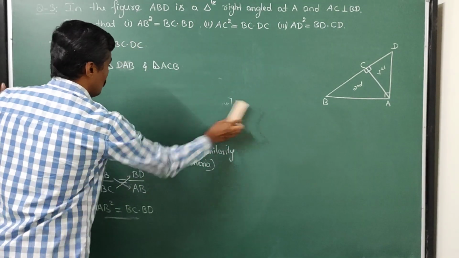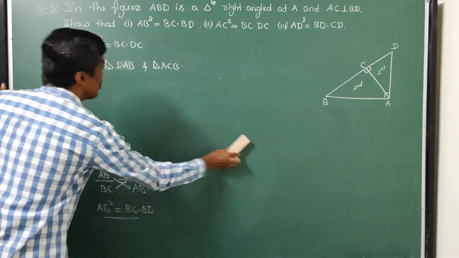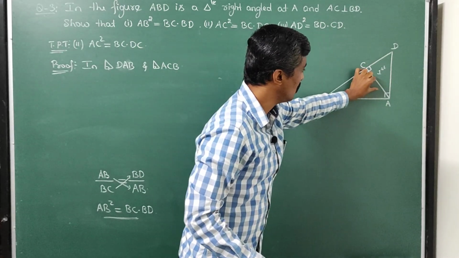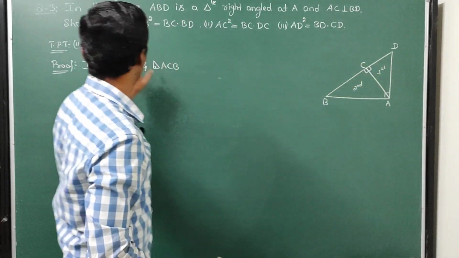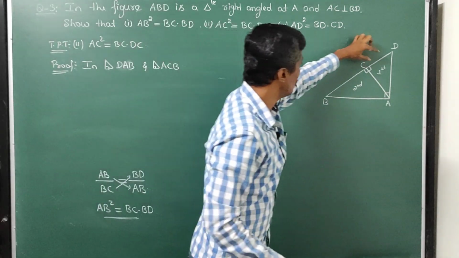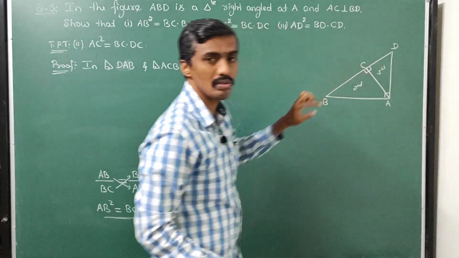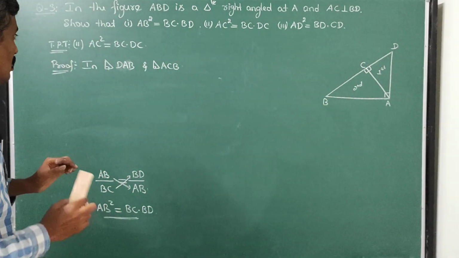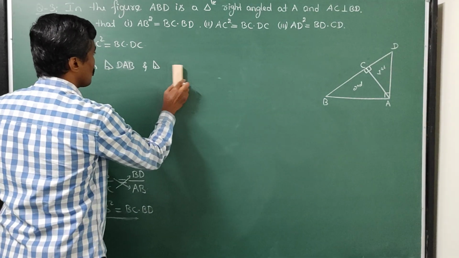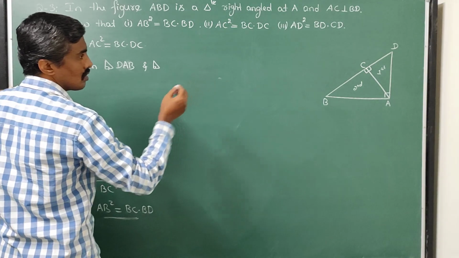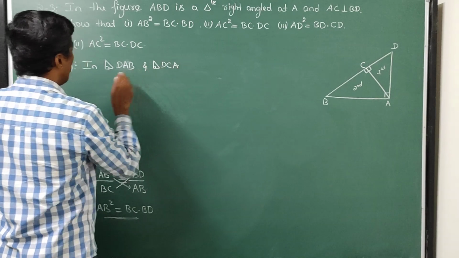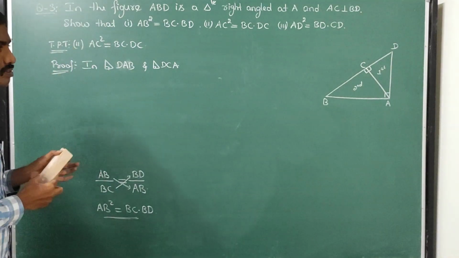Already we know these sides belong to AC square: AC is common to both parts, BC belongs to the second part, DC belongs to the first part. Then we have to prove that the first and second parts are similar, the original triangle and the second part. So I will take the first part, DCA, original triangle, and first part DCA.